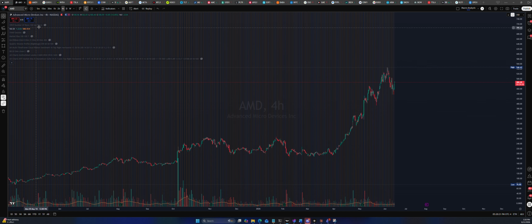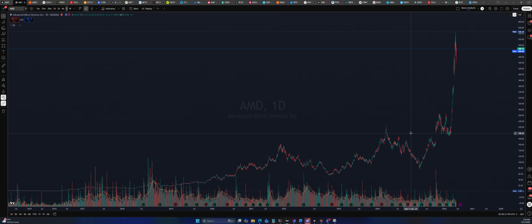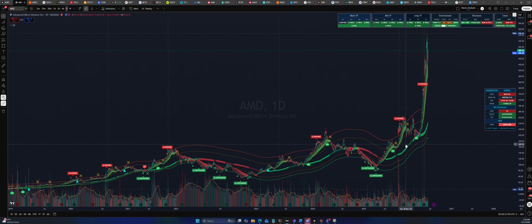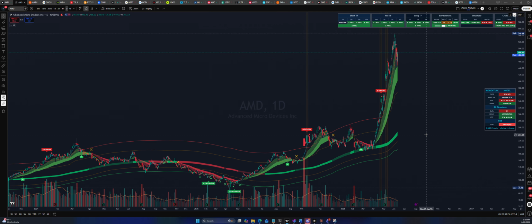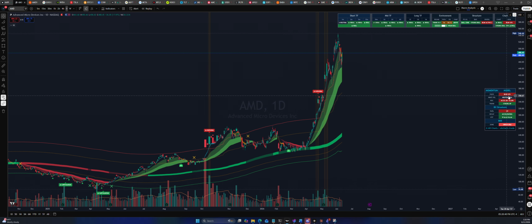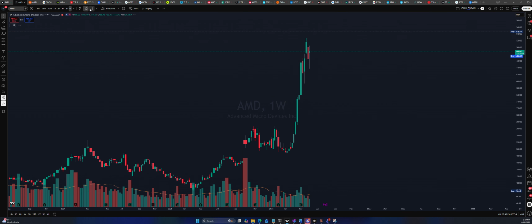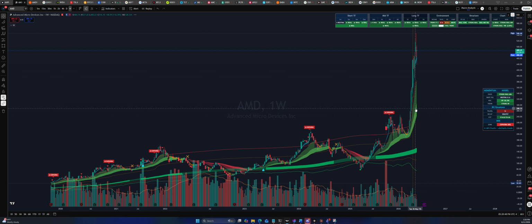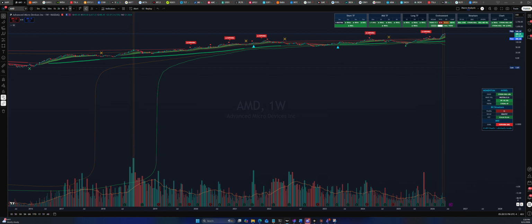Now, if I turn this off and I turn all the drawings off and just look at it from an indicator perspective, see what it says. It's currently in a bullish state still, but it's developing some bearish thesis. So AMD is so extended. It's insane how extended it is.